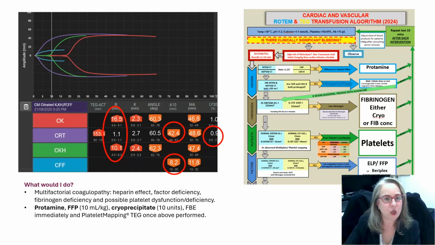So here's our algorithm, looking at the R time, 16.5 divided by 10, it is increased. Looking at the functional fibrinogen, it is low. And this is a multifactorial situation. You're going to have a heparin, be reversing or treating the heparin effect with protamine, and you're going to be managing the fibrinogen deficiency. Once you've done all that, there may well be a platelet problem.